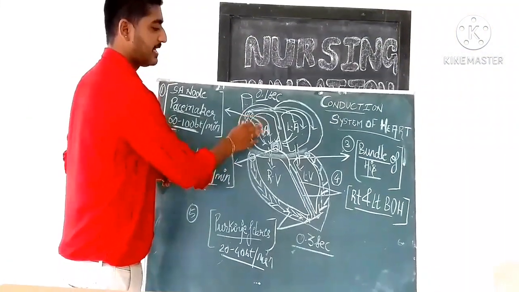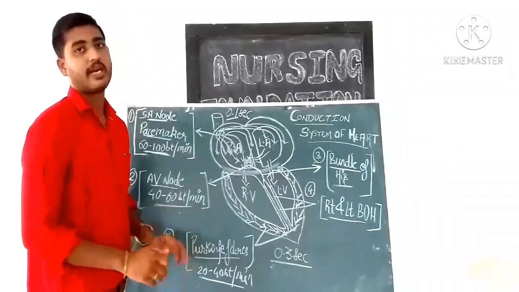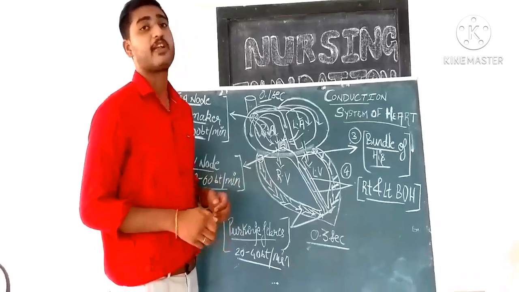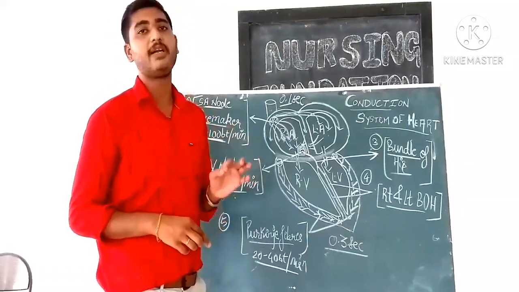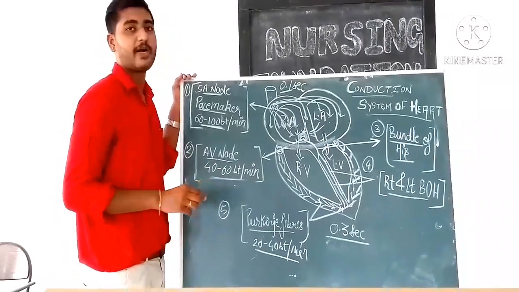Now both the atrium as well as the ventricles have contracted. Now they want to relax or repolarize. So the repolarization time will be 0.4 seconds. So the total duration of one cycle will be 0.8 seconds.